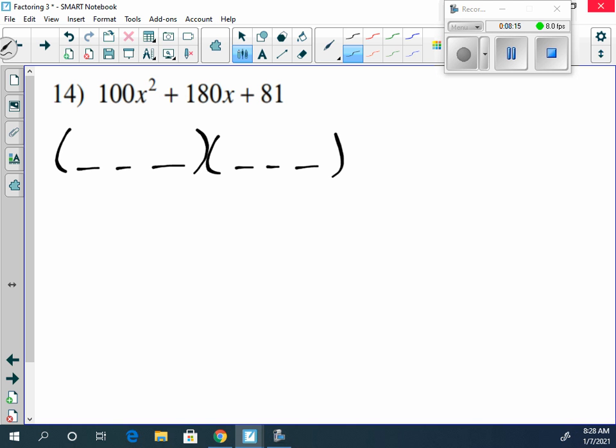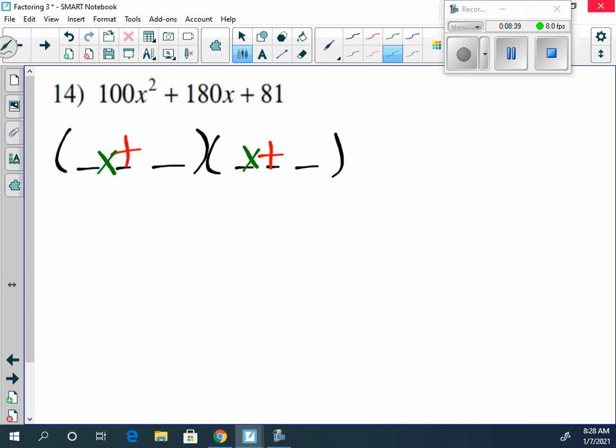Now, because 81 is positive, the signs are the same, and they match the sign of the middle term. So here they're both going to be positive. I feel most of y'all are getting to this point pretty easily. Two sets of parentheses, we see that they're both positive, x and x.